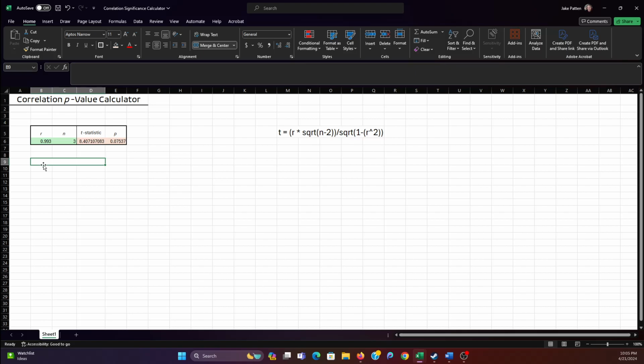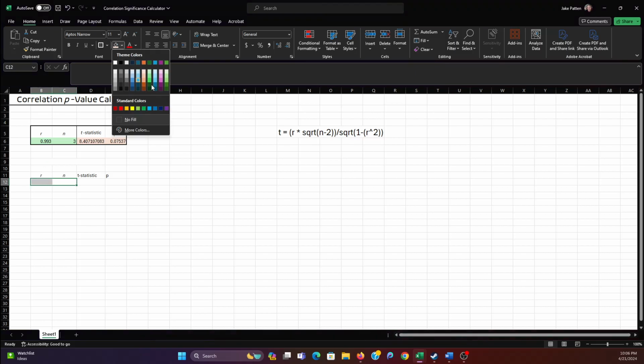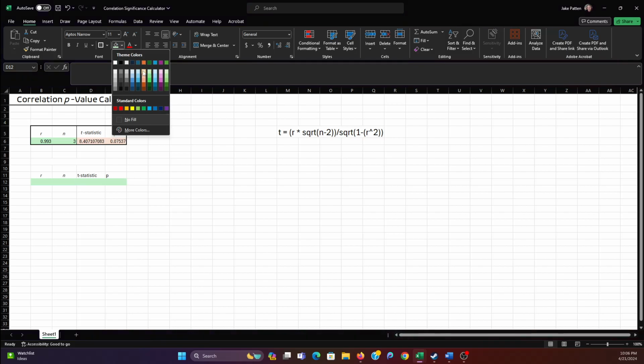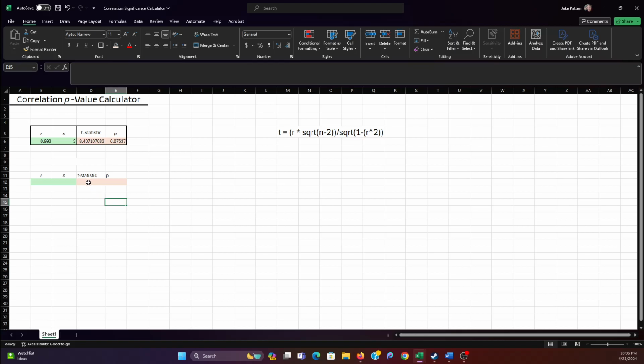So the first thing we want to do is click anywhere. You could put yours up here like I have mine in B5. You could put it in A1. You could put it in B11, and that's where I'm going to put mine. So I want to make some labels first, R and N, and also t-statistic, and then also P. These are the two that I'm going to want to put data into. So I like to make those green because green means go. So I know that I need to put data there. These two are where the formulas are. So I'm going to make them red. So I know that red means stop. Don't mess with anything inside of here.